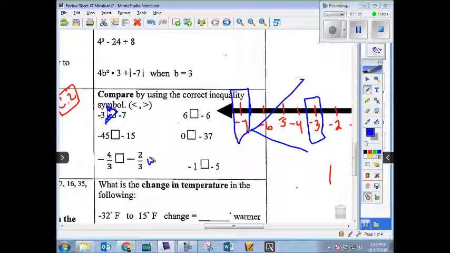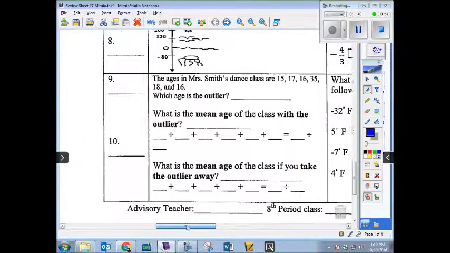Okay, this one would require some work here. Maybe. They do have common denominators. I would probably say turn them to decimals if you want to. But definitely use number lines to help you out on that one. Okay.